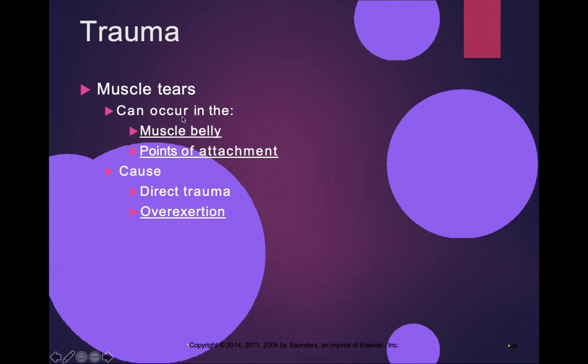Muscles can tear, and when they do, they can tear right in the middle, right, the belly of the muscle, or right at the point of the attachment to the bone. Those are just the two common places that they're going to happen. Typically from direct trauma or from overexertion, meaning there's too much tension being generated and your body can't handle it. So it tears.